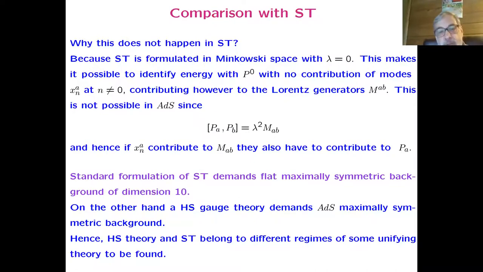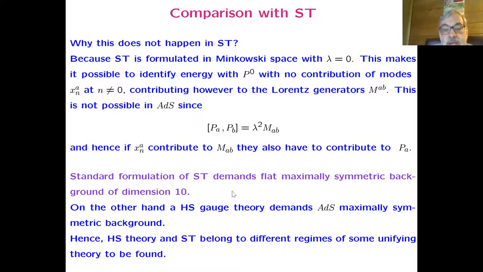All these oscillating modes of the string contribute to the Lorentz momentum, and they have to rotate all indices. And because the commutation relations in anti-de Sitter have this form, this means that they must contribute to P. If they contribute to P, then the same problem will occur, as I mentioned in the higher spin problem. So it's not incidental that it is difficult to deform string theory to anti-de Sitter.